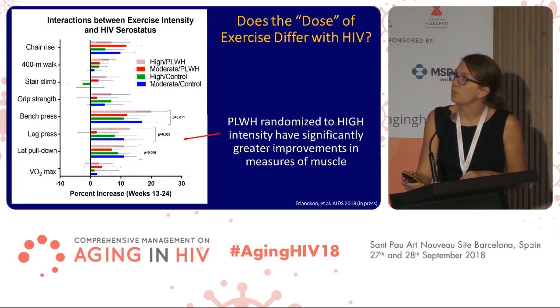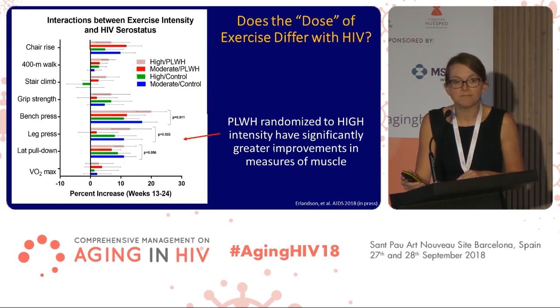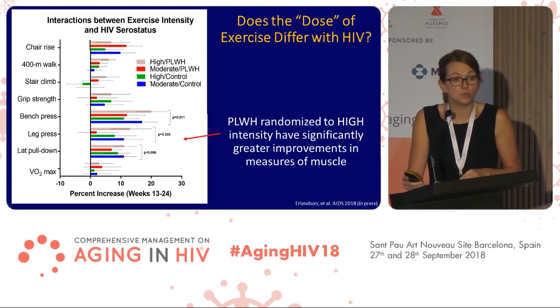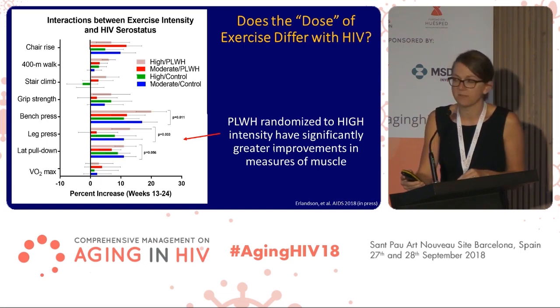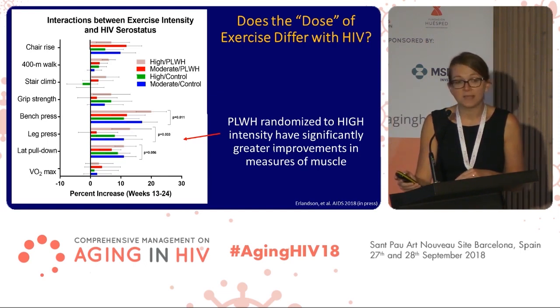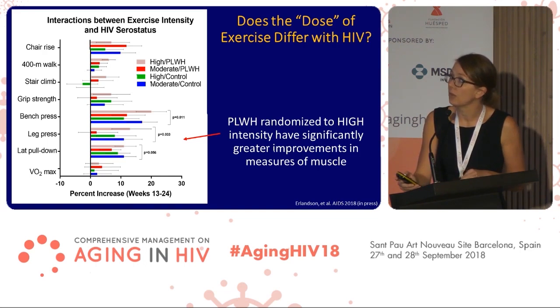Our other question was, does that intensity of exercise matter when you have HIV? Our concern was that some studies have shown that people that exercise at a higher intensity actually do worse, particularly if they have underlying inflammation. But here we found the people living with HIV that were randomized to high intensity are kind of in that pinkish color, and then the moderate intensity in the red color.